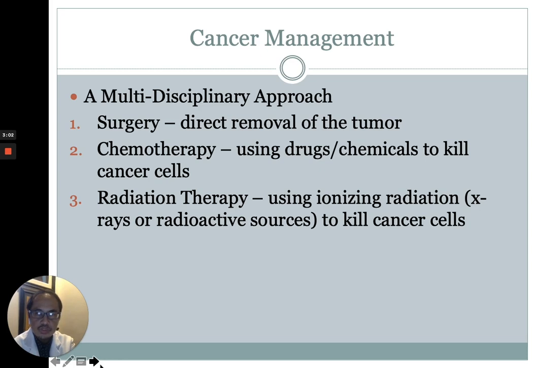So we have surgery, which is the direct removal of the tumor. And then we have chemotherapy, done by medical oncologists, where they use drugs and other chemicals to kill the cancer cells. And then my specialty is radiation therapy, wherein we use ionizing radiation, such as X-rays or radioactive sources, to kill these cancer cells. Also included in cancer management we have pain specialists.